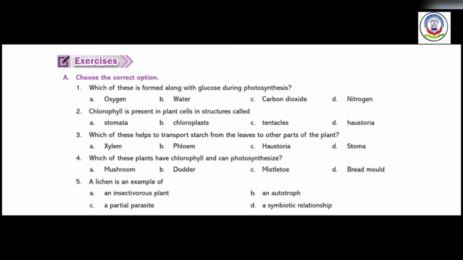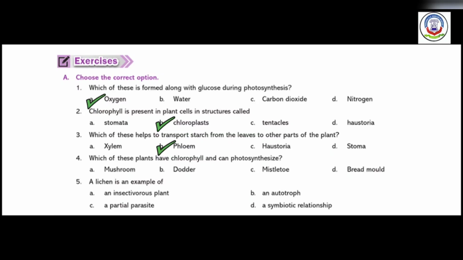Exercise page number 21. Choose the correct option. Number 1. Which of these is formed along with glucose during photosynthesis? Answer is oxygen. Number 2. Chlorophyll is present in plant cells in structures called. Answer is chloroplast. Number 3. Which of these helps to transport starch from the leaves to other parts of the plant? Answer is phloem.